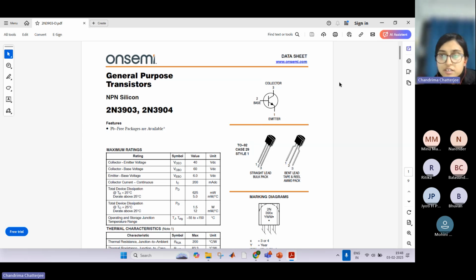If you look at this data sheet, first there is this number, 2N3903 and 2N3904. This we call the manufacturer part number. Whenever you need to order some device, you need to give this number. This is the identification of a device. If you give this number, they will understand you require this device. Every device, not only semiconductor devices but every component, has this kind of part number.